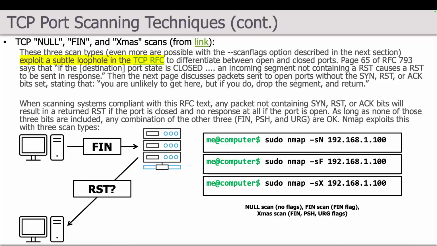Looking at those other flags in our TCP packet leads us to three other types of port scanning techniques. The Nmap documentation refers to this as a subtle loophole in the actual spec for TCP that allows Nmap, the tool, to differentiate between open and closed ports.